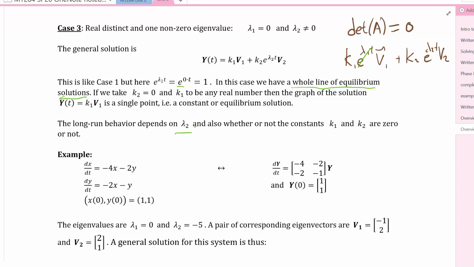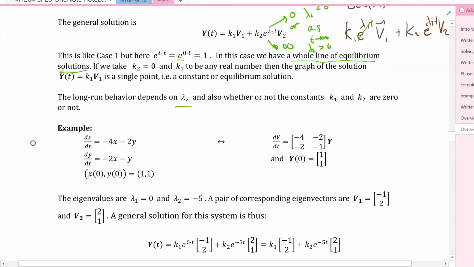All right, so again, thinking about the solution, the e to the lambda 2t part is either going to go to 0 or go to infinity as t approaches infinity. It'll go to 0 if lambda 2 is negative. It'll go to infinity if lambda 2 is positive. So that describes the end behavior.